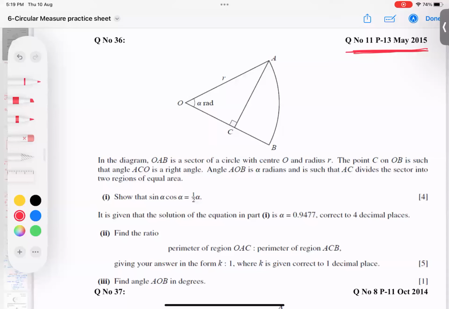15, 13 variant, question number 11. Topic is circular measure, AS level. And what the question is, let's read.